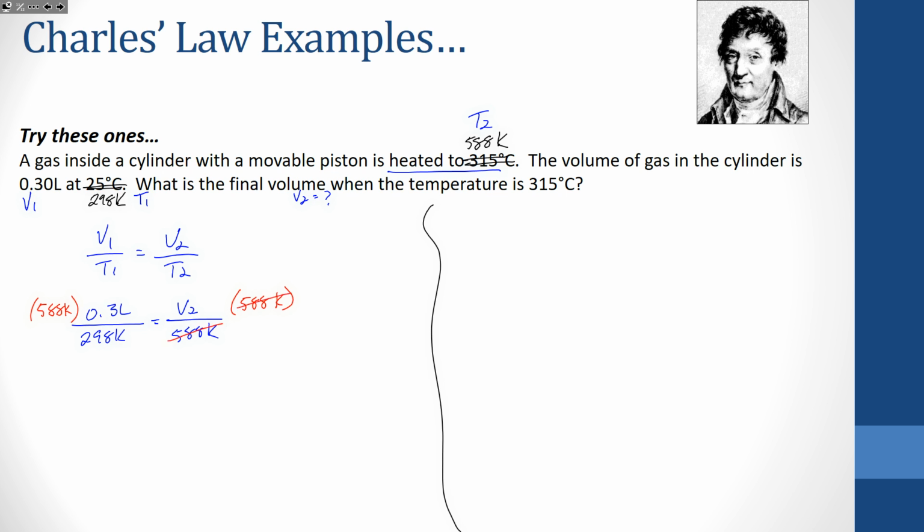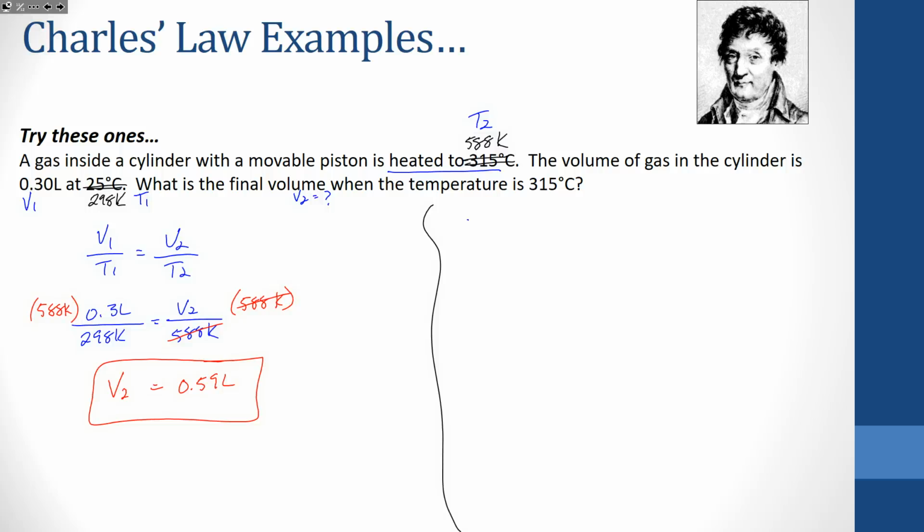So cancel, cancel. V2 is going to equal 588 times 0.3 divided by 298, which is 0.59 liters. There's our final answer. Again, ask yourself, does this make sense? Temperature went up, volume should go up. That makes sense.